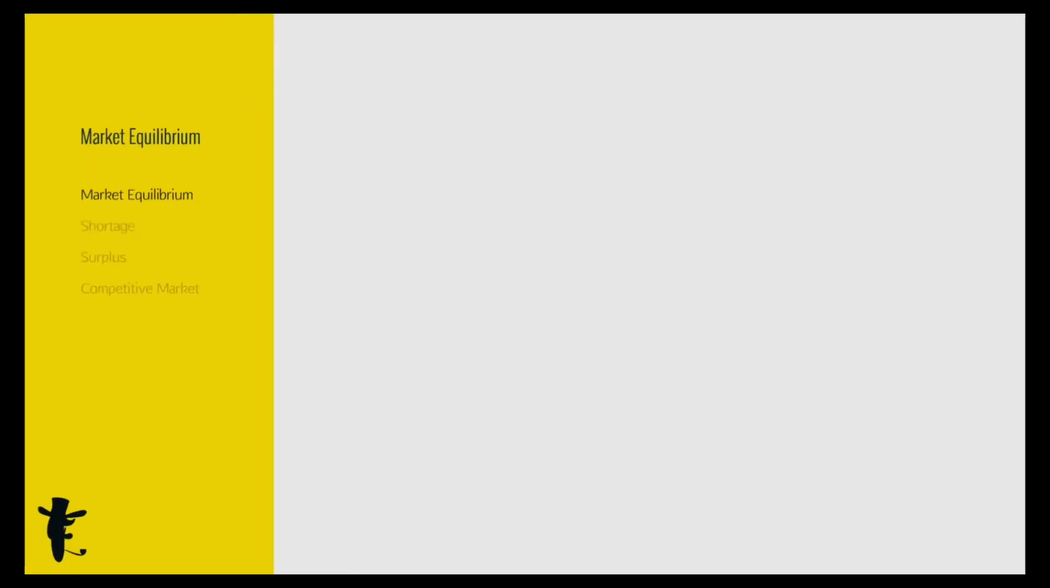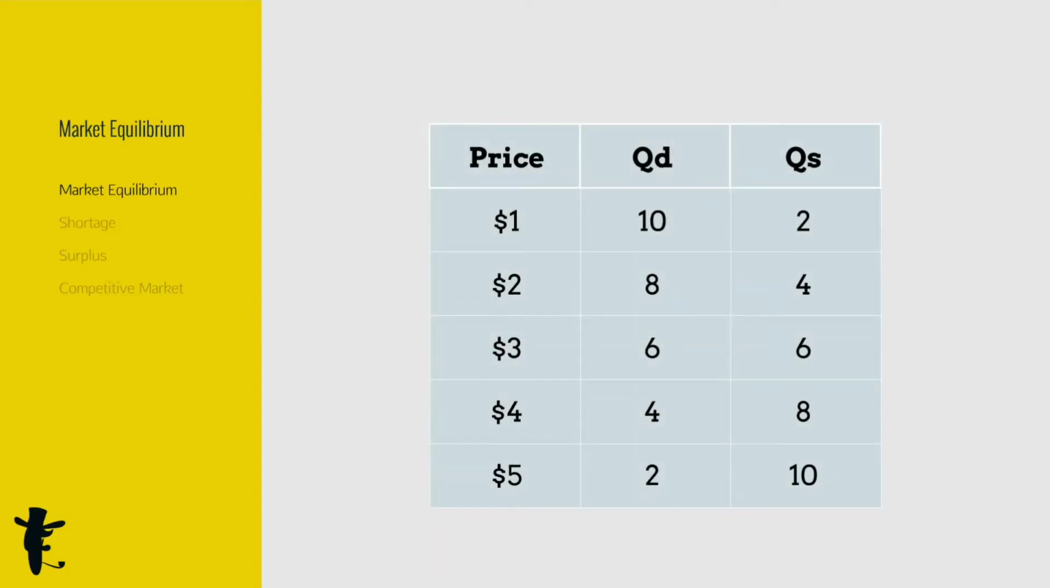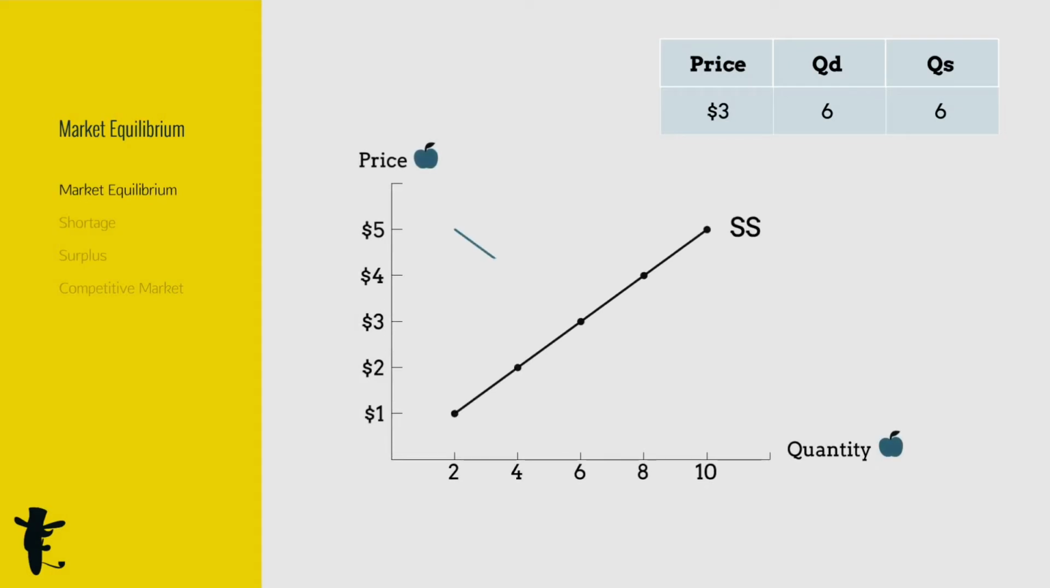To understand more about this subject matter, let us watch a short video clip about the market. What is market equilibrium? It's when quantity demanded equals quantity supplied at a given price. Can you guess where the market equilibrium is here? Yes, at $3, both QD and QS are equal, at 6. Plot the values into a graph, and this is simply the intersection between the demand and supply curves.